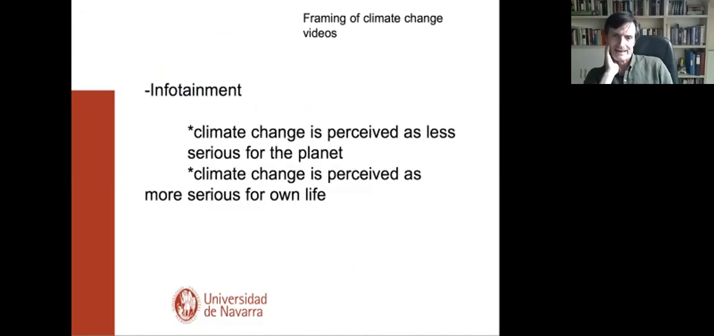Actually, there is an effect of using infotainment to communicate climate change because the issue is perceived as less serious for the planet. So you should be aware that this could have this effect. People would perceive this as less serious. But on the other hand, we found that people who had watched the infotainment version perceived climate change as more serious for their life. So they felt it closer. Proximity is working there.